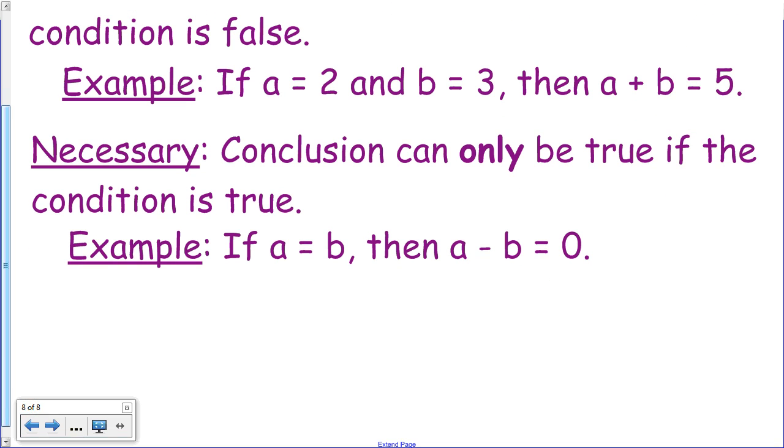And that's the end of this second half of the section for us.